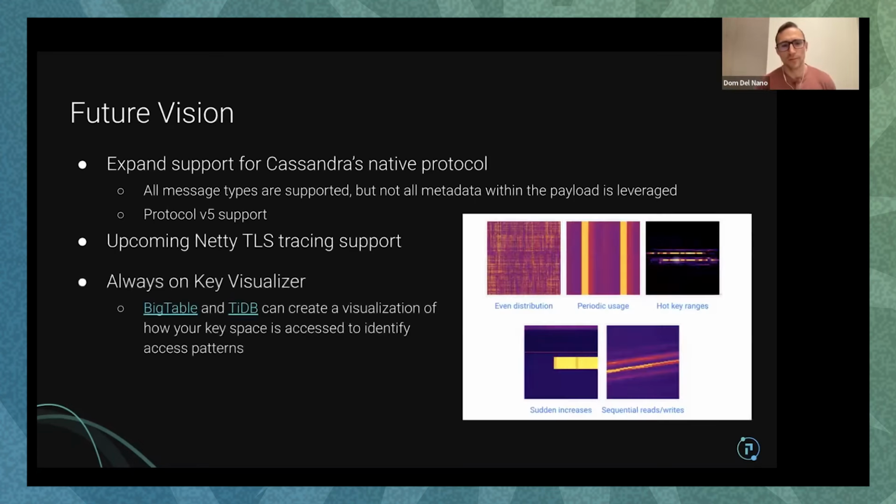Thinking a little longer term, I want to investigate how to do always-on key visualization. So the Bigtable and TiDB projects actually have a key visualizer. For these data stores, one thing you need to be mindful of is whether your data model and your data usage are actually evenly distributed. For instance, if you have even distribution, like in this top left-hand corner, it means that your data is modeled correctly and you're not hammering particular instances.